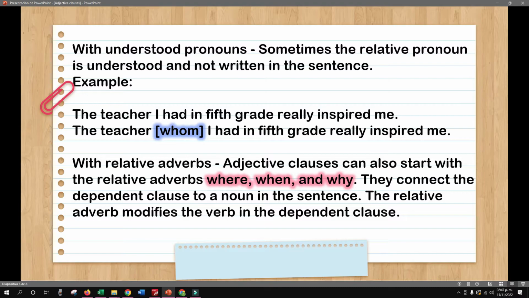They connect the dependent clause to a noun in the sentence. The relative adverbs modify the verb in the dependent clause. ¿Y qué modifican estas? Relative adverbs modifican el verbo de la oración dependiente. Entonces, modifican el verbo, no el nombre, no el sujeto de la oración independiente, sino de la oración dependiente.